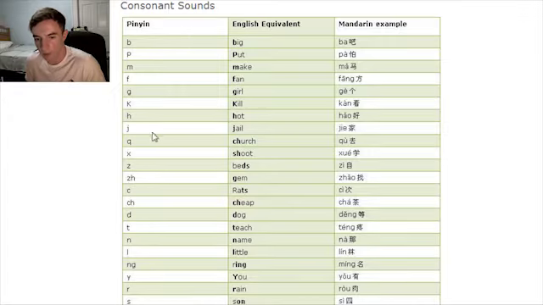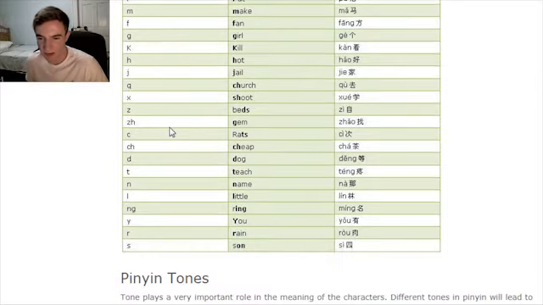H, H, J, J, Q, Ch, X is Sh, Z is Z. It's like a DS sound, or a DZ sound, whichever. ZH is J, C is Ts, it's a TS sound. CH is Ch, D, D, T, T, N, N, L, L.